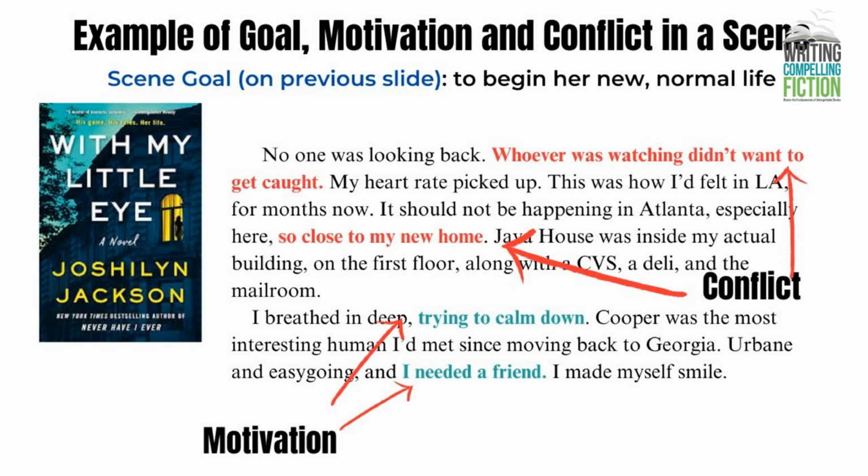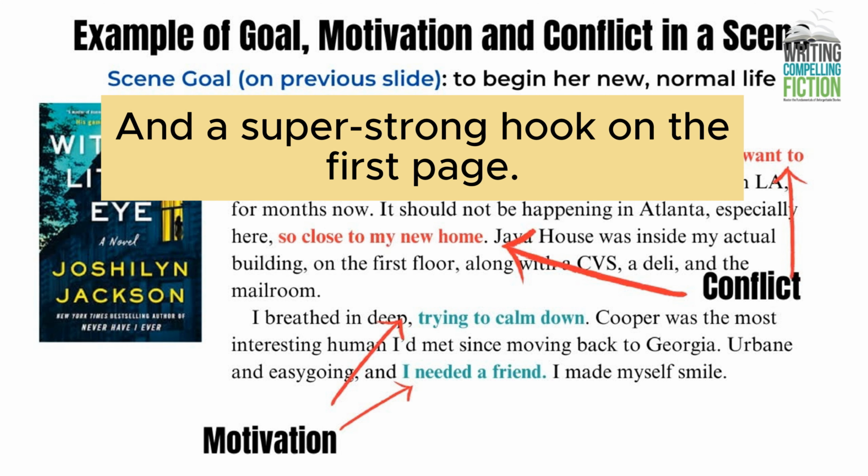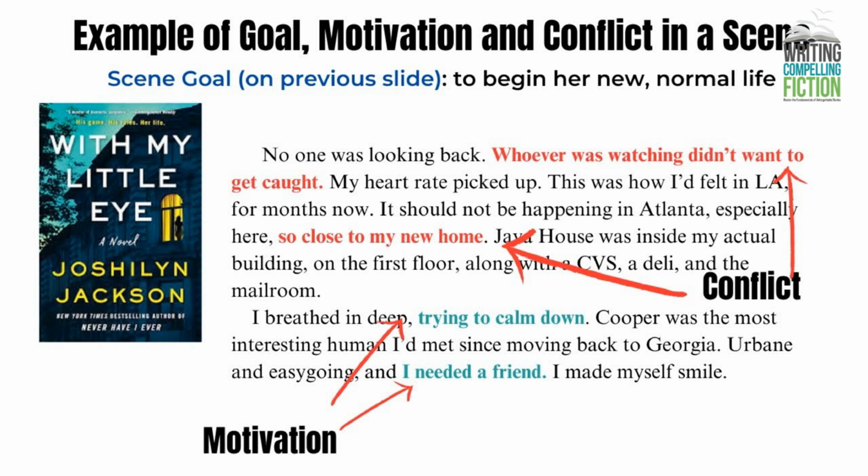And here's her motivation. She wanted to calm down. She needed a friend. This is why she's come here. She needs to kind of reestablish her life. But then she feels somebody watching her. So that is conflict. So just what she thought she escaped has followed her there. So that's the goal, motivation, and conflict all in the beginning of that scene.